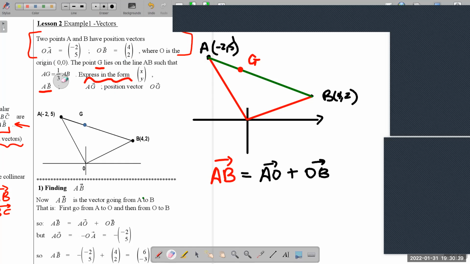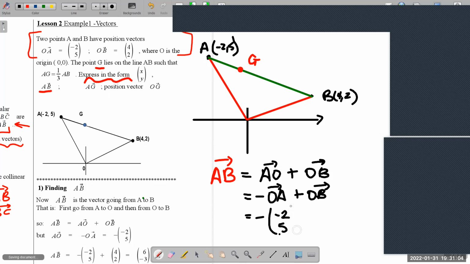What should I write for AO? It should be negative what? Negative OA, plus OB. So what am I going to find the negative of? I'm going to find the negative of OA. And what is OA? -2 and +5. And then I'm going to add on.